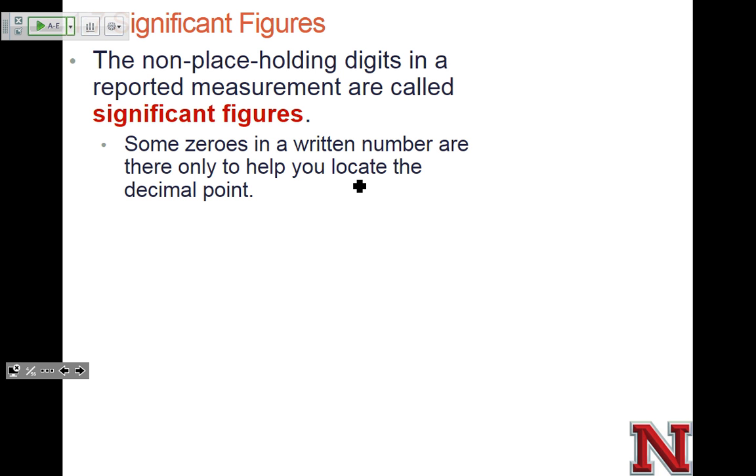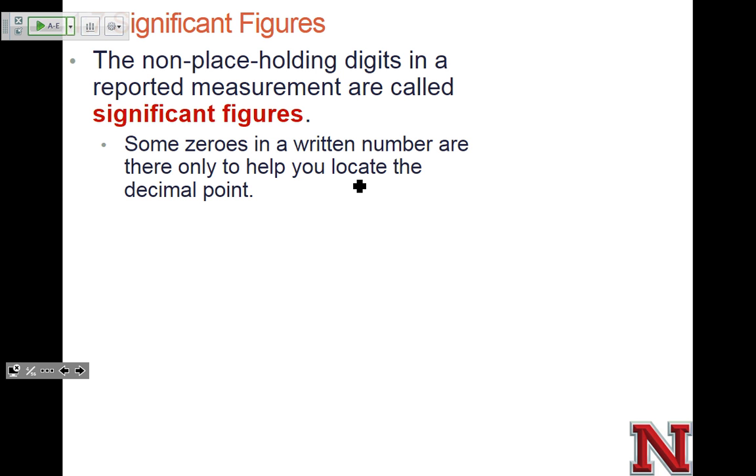So we're going to talk about significant figures, talk about our rules for figuring out what figures are significant, and also talk about our calculations with significant figures and what's appropriate. Our non-placeholding digits in a reported measurement are called significant figures. Now we're going to talk about zeros and when they're significant and when they're not.